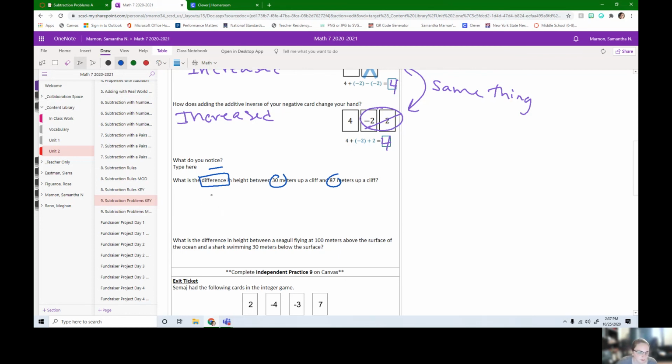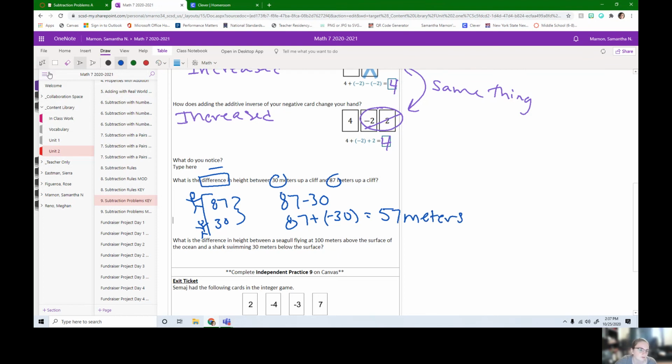So let's draw our picture. Here's a person hiking on the cliff. They're at 87. Here's another person at 30. What's the difference in their height? Difference means subtract. So we can do 87 minus 30. Or instead of subtracting a positive, we can add the negative. Same thing. If you do 87 plus -30, you're going to get 57 meters.